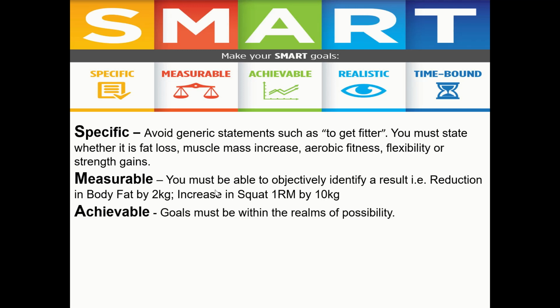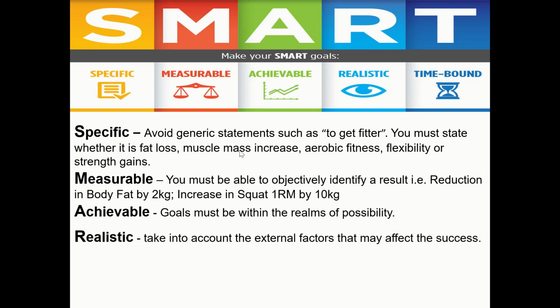Achievable, this means that the goals must be within the realms of possibility. So we can't go saying to increase our 1 rep max squat by 100 kilos within 1 week's time, because of course this is just going to be beyond the realms of possibility and therefore unachievable. Not only is this going to have a negative impact on your client when they're unable to achieve it, but as well there could be potential causes of injury or anything along those lines if we set goals which are going to push your client a little bit too far.